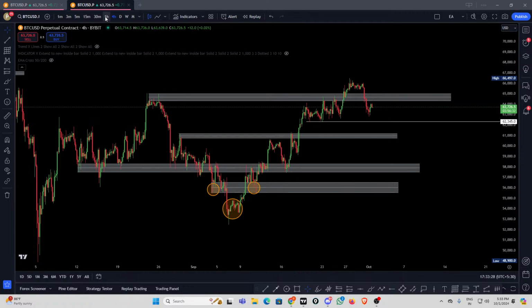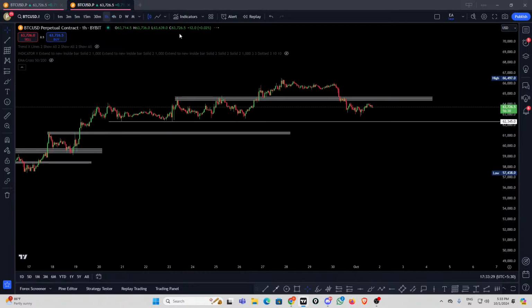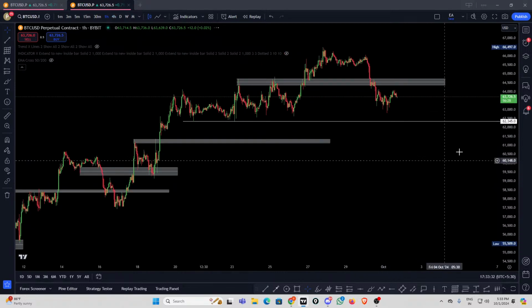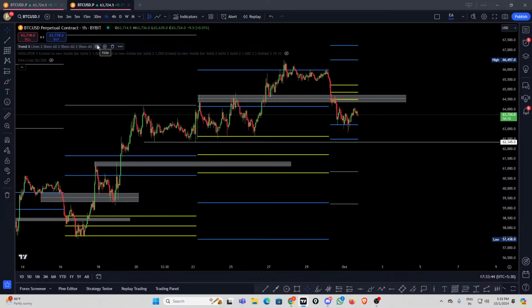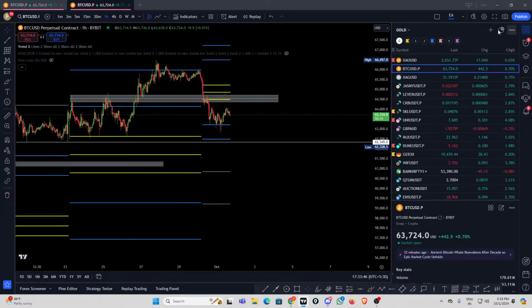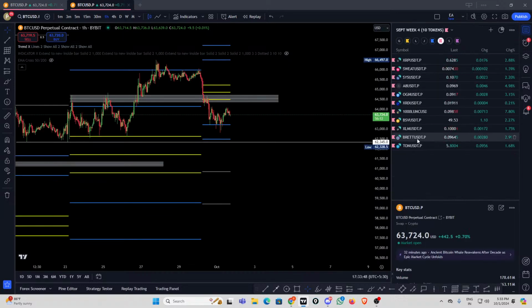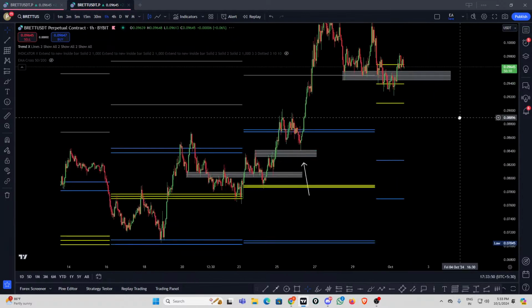Now I'll just show you in 1 hour. So this was a 4 hours. Now the candles are below this zone, so we are waiting for a bullish confirmation. Now I'll show you how the trend-X indicator works. I just want to go back to our last week trades.